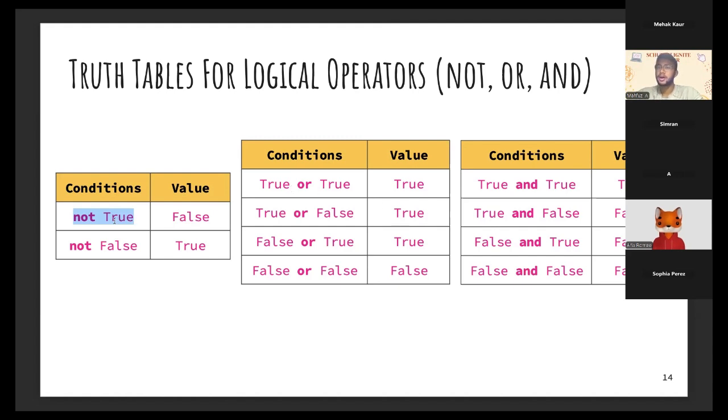So here, not true, as we've established, would return false, and not false would return true. Same thing goes with OR values. OR values would return true if any one of the sides is true, and would only return false if both sides are false. And the and values would only return true if both of them are true. If any of them are false, it would return false. I think we've already established that. So that's a simple way to think about it.